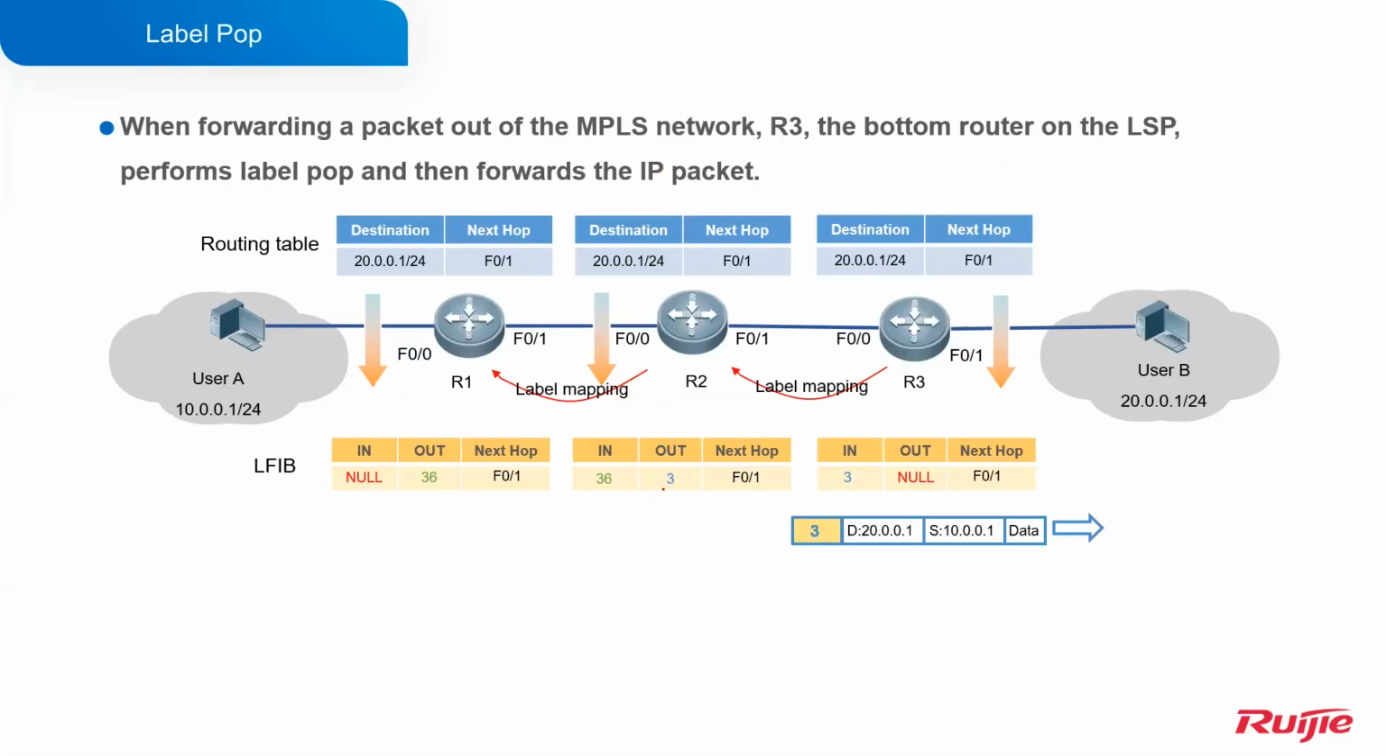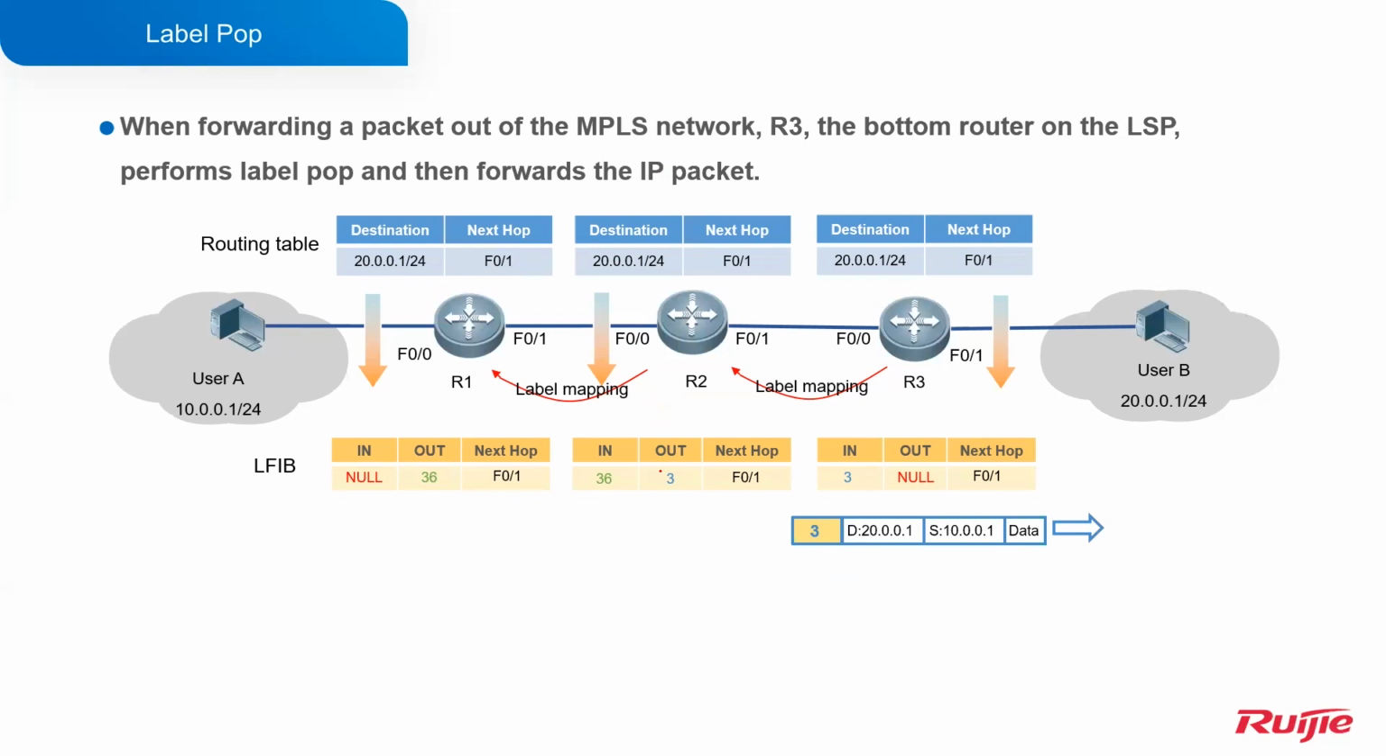And then the packets will be sent out to route 3, right? Route 3 will receive the message, and the message takes the in label, label 3. It will also match the in label for label 3, and then we will find the entry. This one, and the out label is none.